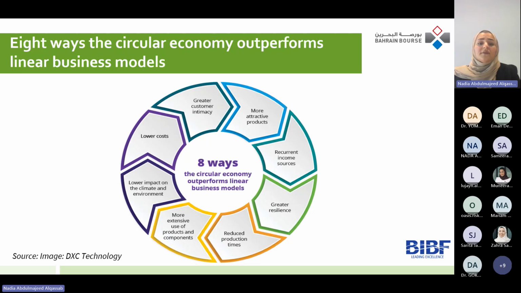Why? Greater customer intimacy is the main advantage. What does that mean? That means when you're redesigning, you have to talk to your stakeholders. You have to tell them what they want in the new design. This is the only way that customers will come back and buy the product again and again.